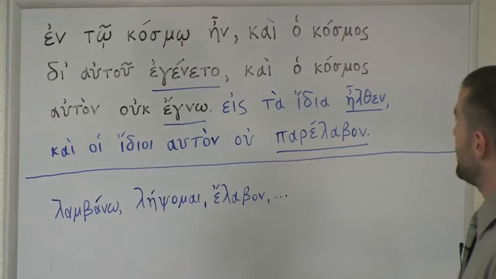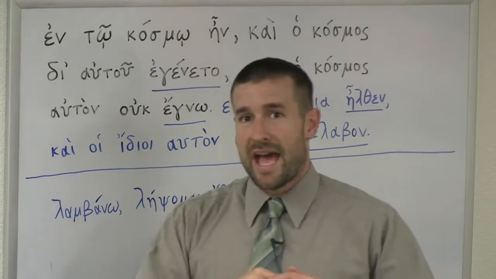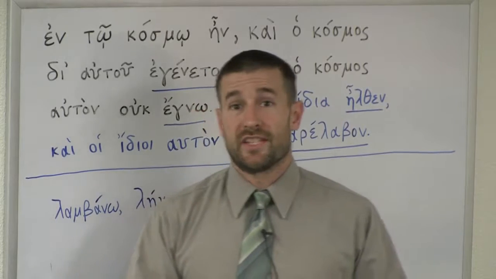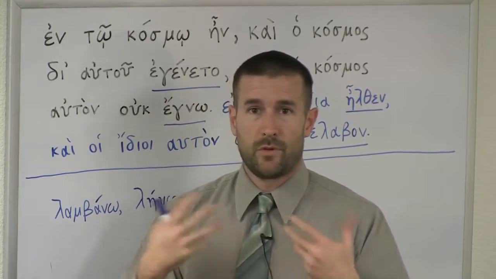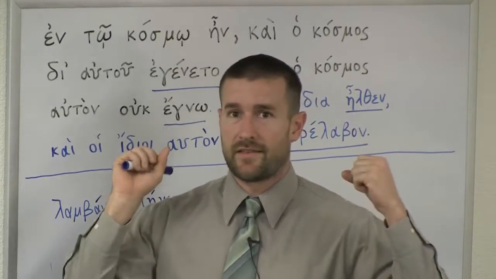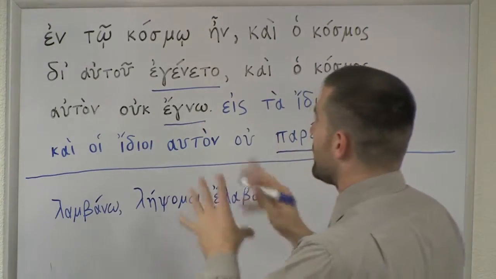So let's talk a little bit about the aorist past tense in Greek, also known as the definite past. I like to call it the simple past because it's just the simple, basic way of just saying that something happened. Okay? So let's talk a little bit about it.